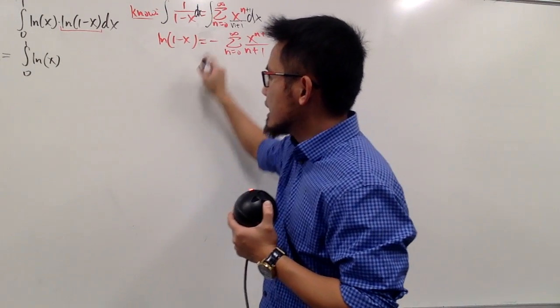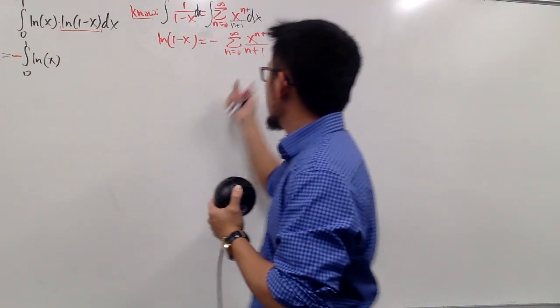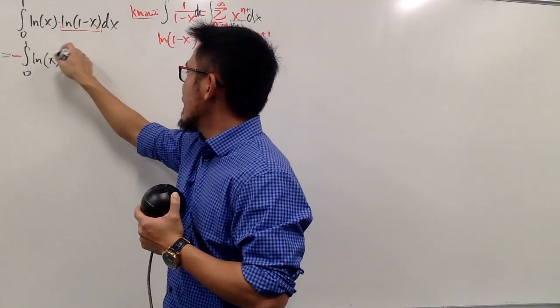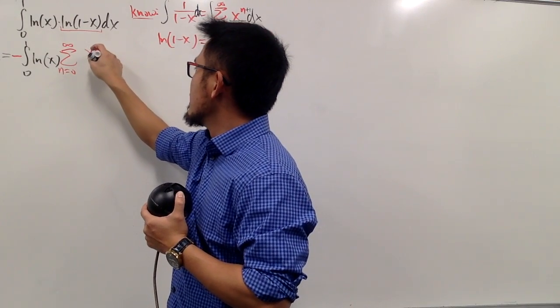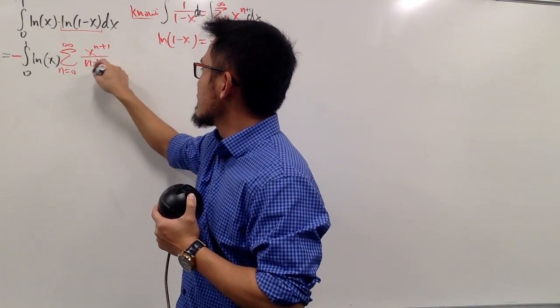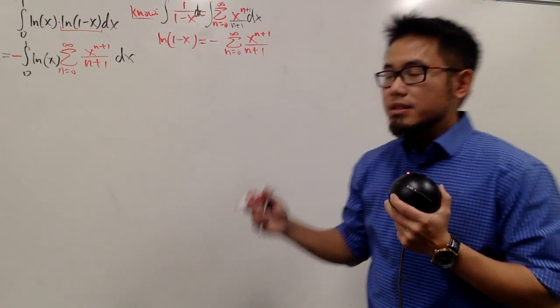And let me just bring the negative out to the front right here. Okay? And then I will just put this down here for this. So we have the sum when n goes from 0 to infinity, x to the n plus 1 power over n plus 1 for that guy, and then dx. And we know this is legitimate.